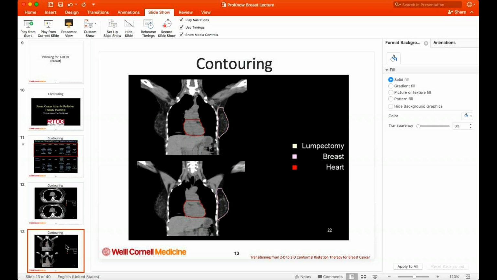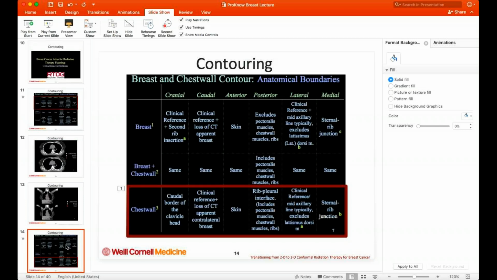So when it comes to contouring the chest wall, that's usually what we do when we have someone who's had a mastectomy. And in those individuals, the superior border should be around the bottom of the clavicular head. The inferior border is based on clinical judgment.